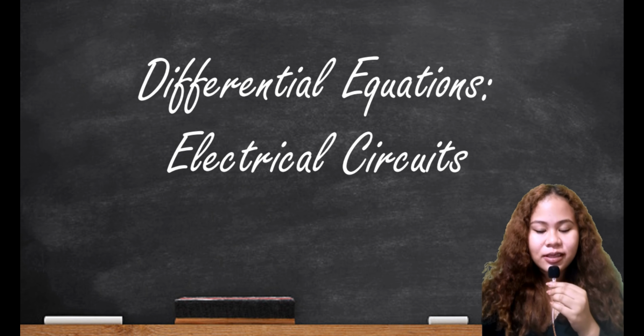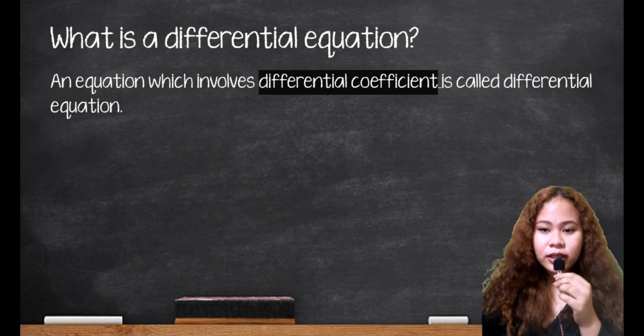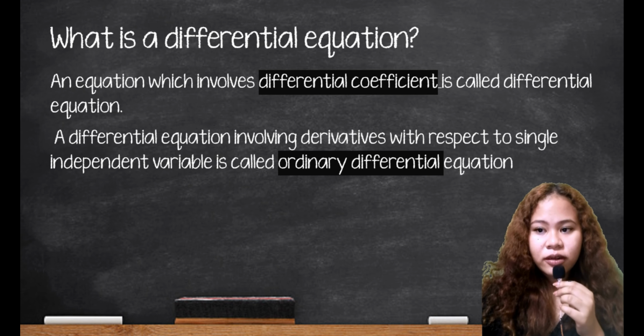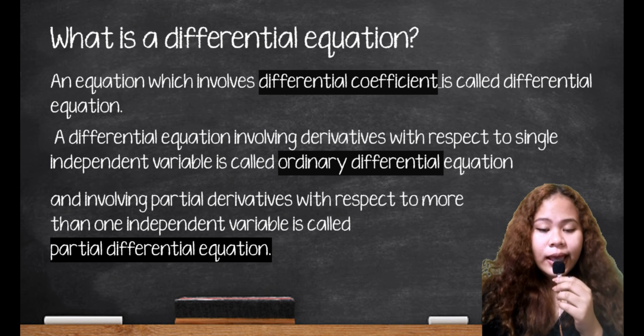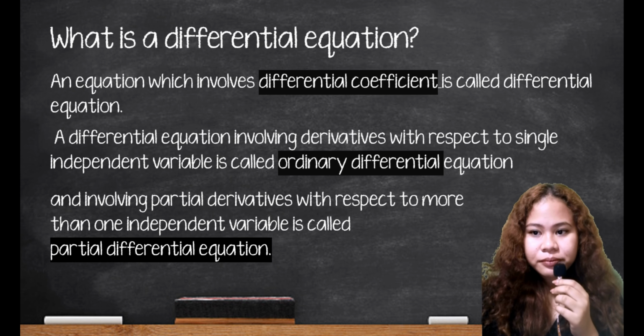Electrical circuits. Now, an equation which involves differential coefficient is called a differential equation. A differential equation involving derivatives with respect to a single independent variable is called an ordinary differential equation, and one involving partial derivatives with respect to more than one independent variable is called a partial differential equation.